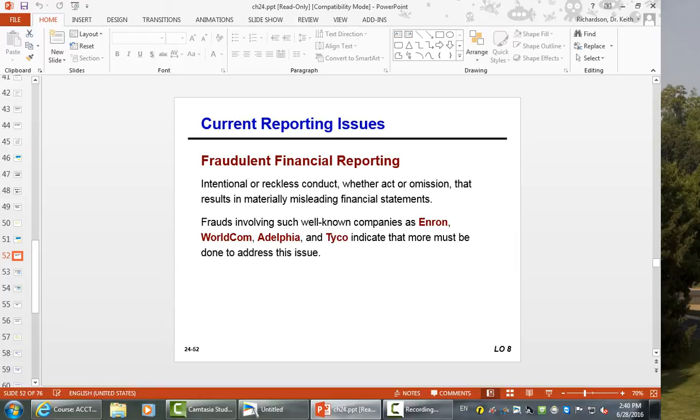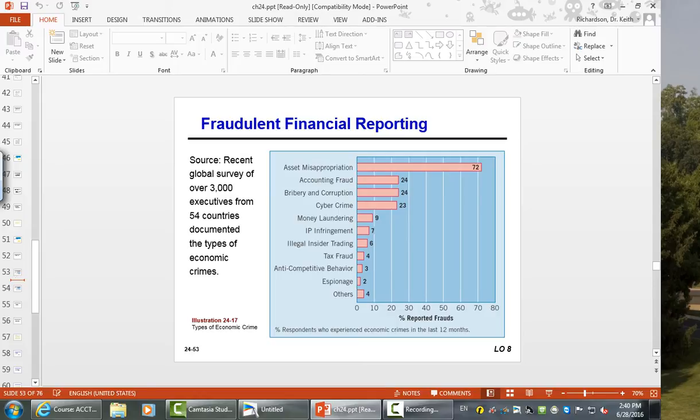Anyway, fraudulent stuff, we've talked about that a bit. Intentional or reckless conduct, all that stuff. This is kind of cool. What really is the big thing that happens? What kind of things are there? In a survey, how many are there in 3,000 companies?